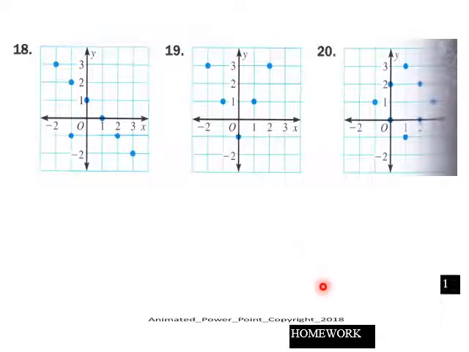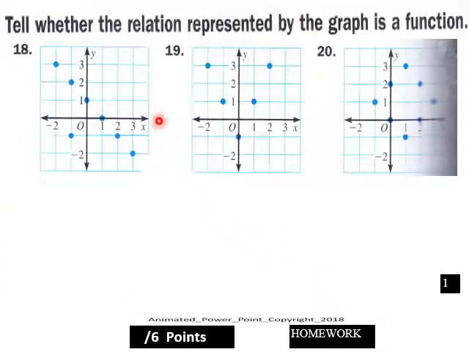Let's go through the homework, page 1 here of your homework. Tell whether the relation represented by the graph is a function. So if they are, say yay. If it's not, say no. So tell whether the relation represented by the graph is a function. And you got 6 points here on page 1.